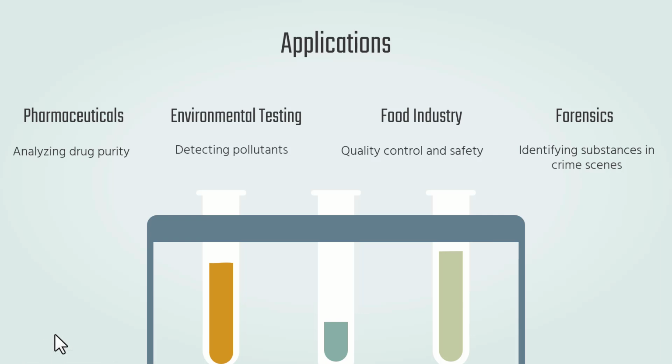Now let's move toward the applications of chromatography. Chromatography is incredibly useful. In pharmaceuticals, it is used to ensure drugs are pure and contain the correct ingredients. Imagine you are developing a new medicine, you need to make sure it has exactly what it should and nothing else. For environmental testing, chromatography helps detect pollutants in water, air, and soil. Scientists can find out if there are any harmful substances in our environment. In the food industry, it is used for quality control. For example, ensuring that the vanilla flavor in ice cream is pure and doesn't contain any harmful additives.